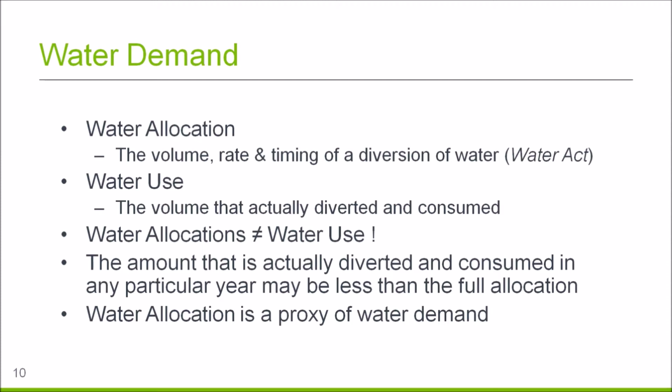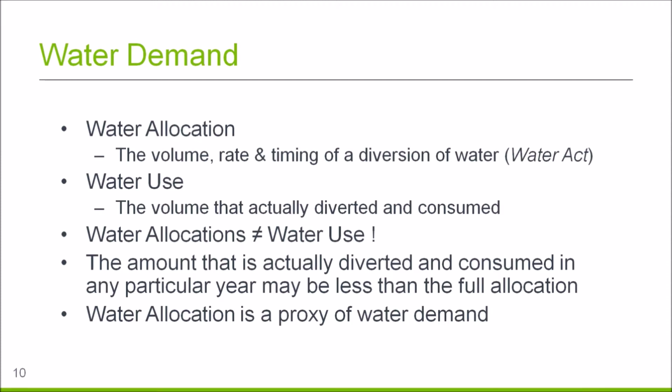if you want to withdraw water from a river or from a lake, you need to apply for a license. Now, when someone applies for a license, they have to provide information on how much water they need on an annual basis. We call that allocation. So this is the theoretical maximum water that can be withdrawn for that purpose.